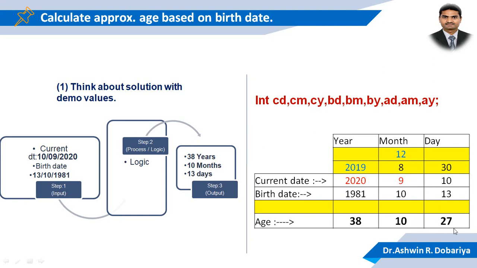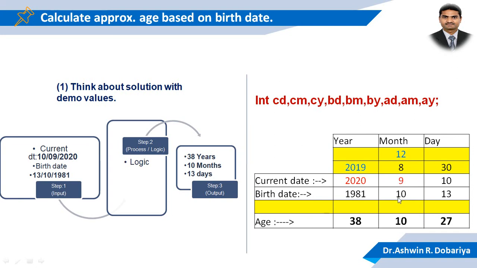So the 27 may vary because we have considered only 30-day months. So maybe 25 days or 35 days over here, but there is no change in the year and month. But you can find certain variation, plus or minus 5 over here, right? So this is the logic. I hope friends you have understood this logic.